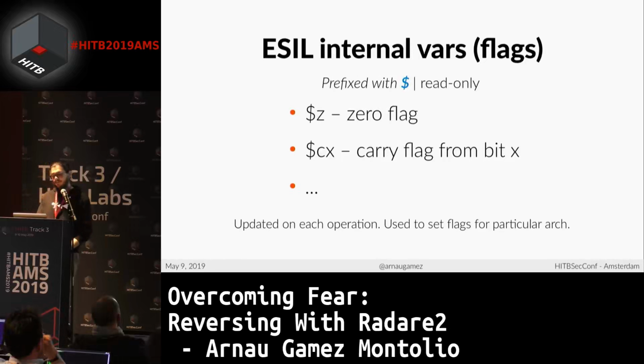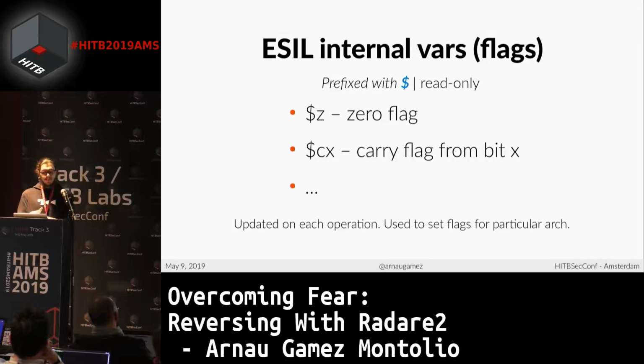We have also initial internal variables, which are basically the flags, and they're prefixed with the $ sign, and they're read-only. I will explain a little bit about the flags and why we have these internal flags, and why we don't have just some, let's say, register flags like a normal architecture.